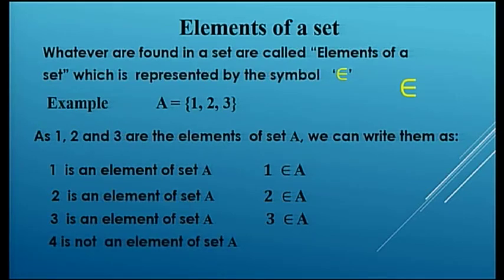Now look at number 4. Number 4 is not found in A. So 4 is not an element of set A. In set notation, we write it like this: 4 is not an element of A. We write the symbol for is an element of, then we put a slash on it. This symbol means is not an element of.